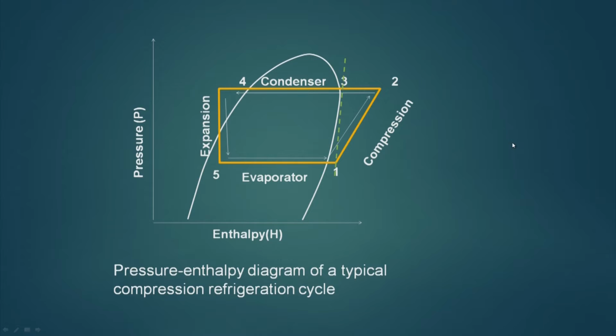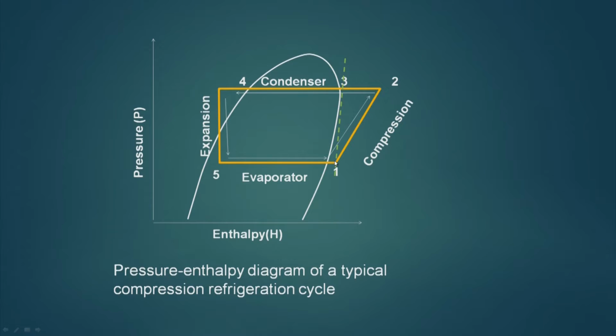That means the amount of heat which is being rejected into the condenser is more than what we pick up from the evaporator, and this is because we have to spend energy in the compression from 1 to 2, and this energy is converted into heat. So, the condenser always rejects more heat than what it picks up from the evaporator, and this happens in a refrigeration system.